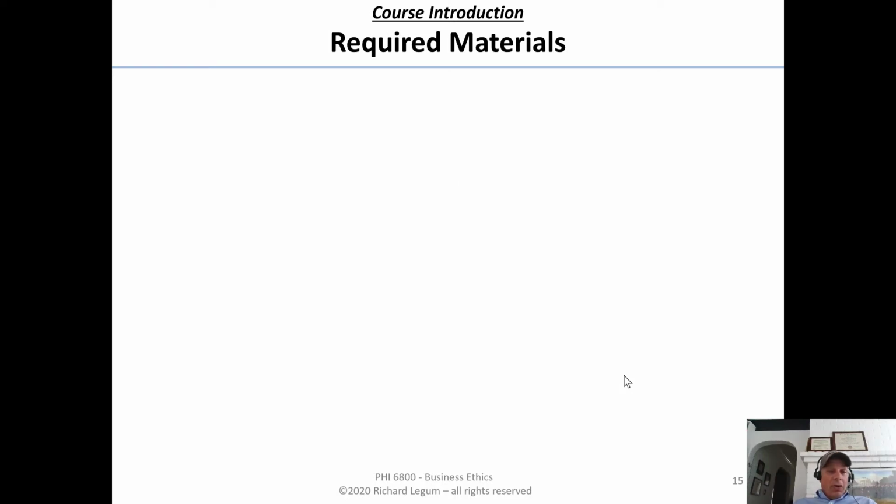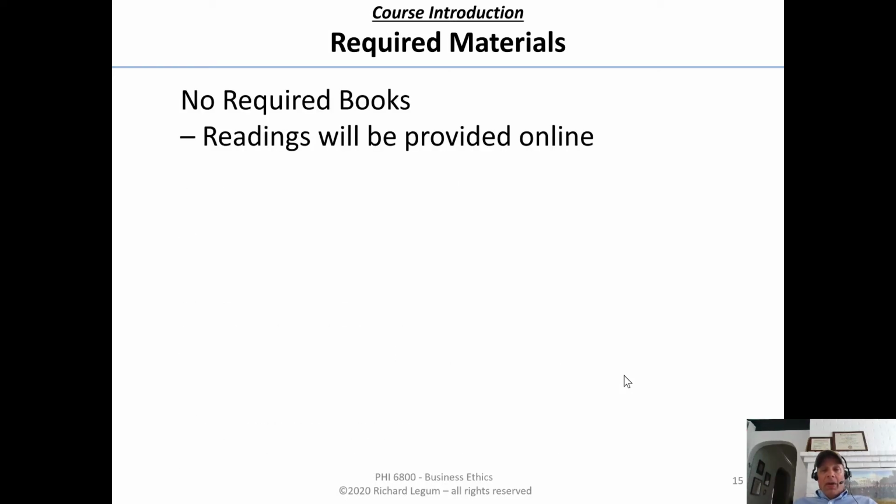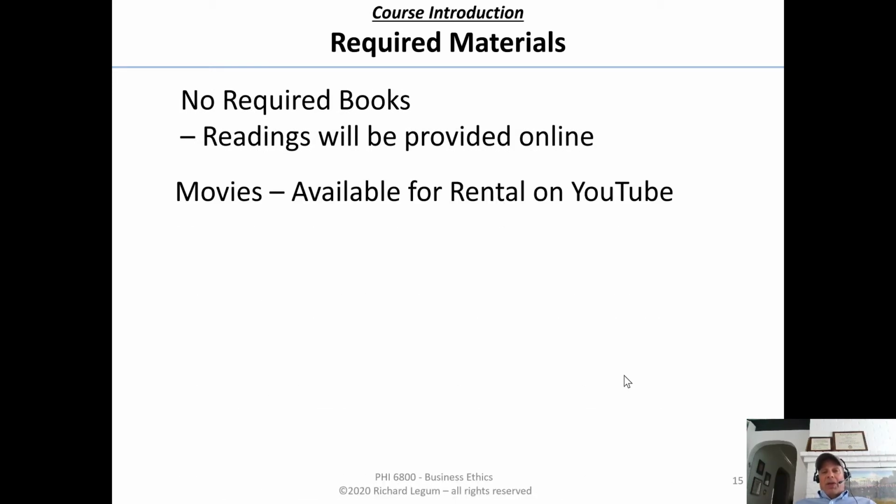Now, in this course, there are no required books, and that doesn't mean that there won't be required readings, by the way. I will be posting readings, but there are movies that are available for rental on YouTube. I'm going to try to make them available to you for free. I'm going to look into a mechanism for that. If I do that, you'll hear about it. If not, you may have to rent these to watch them.